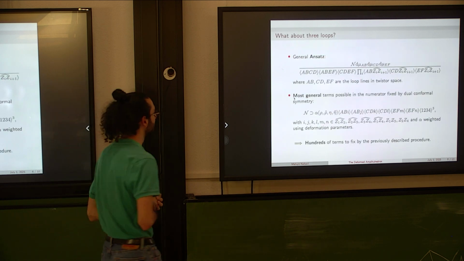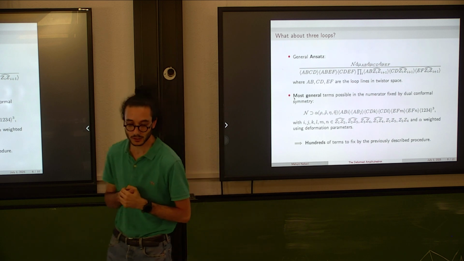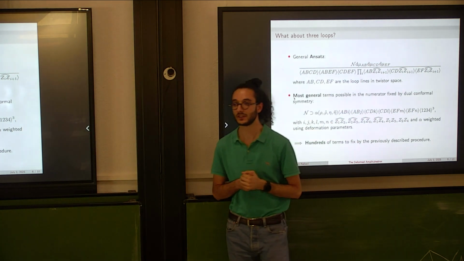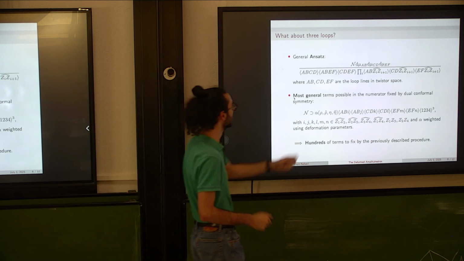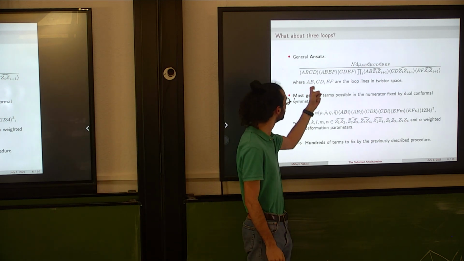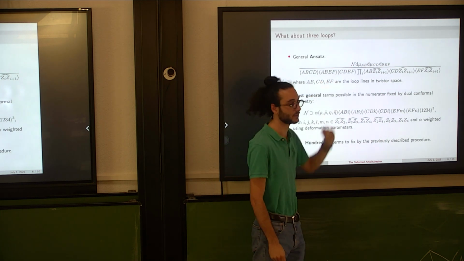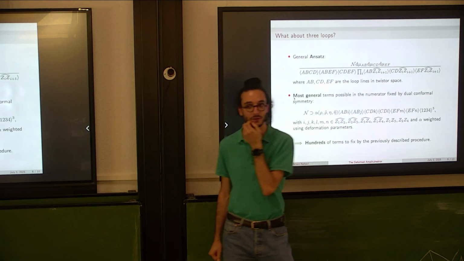But then what happens at 3 loops? Well, we start from the most general ansatz we can think of. We formulate a numerator, and then we fix our denominator by respecting the boundary structure we expect from the 3 loops. That is, we have 3 loop lines in twistor space that have a mutual positivity condition, and then we have the usual 4 boundaries coming from the kinematical data.